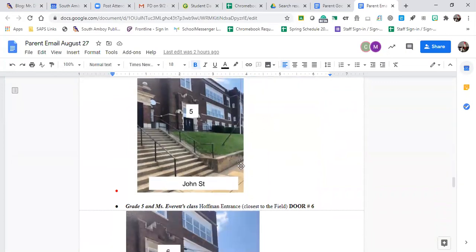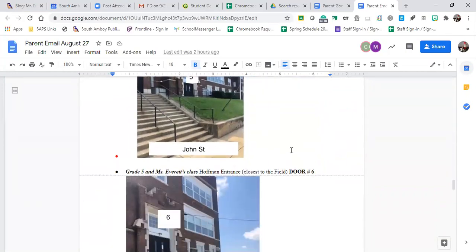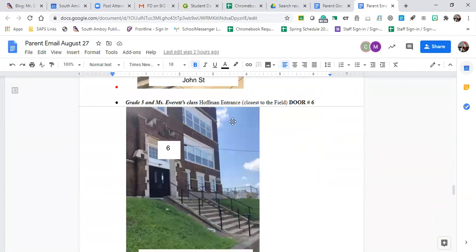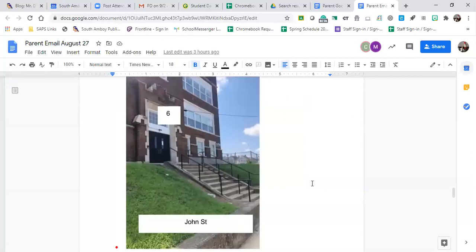Grade 4, Miss Durant is going to be on John Street. Grade 5 and Miss Everett's class is also on John Street. It's the Hoffman entrance closest to the field. Okay, it's door number 6, the Hoffman entrance closest to the field. And again, we're doing this so that we have the least amount of crossover of students walking in the building when we come back.